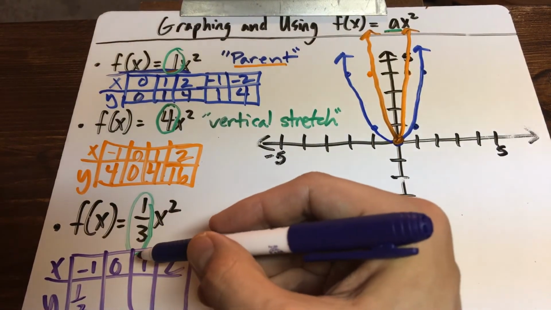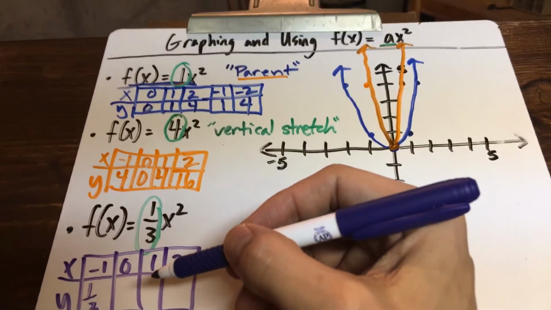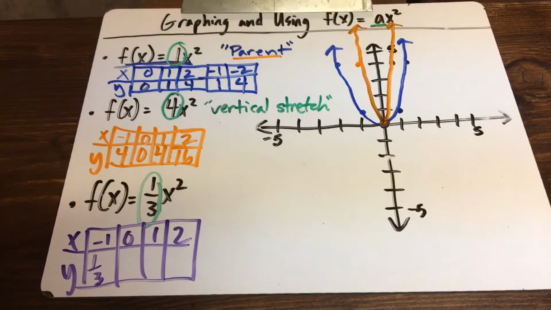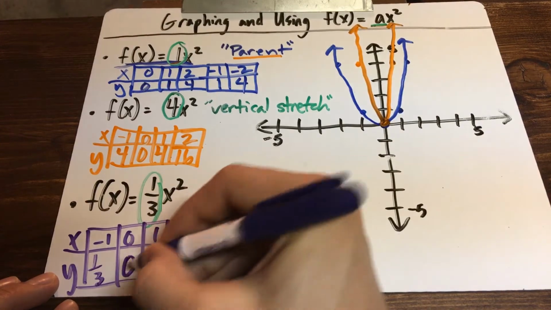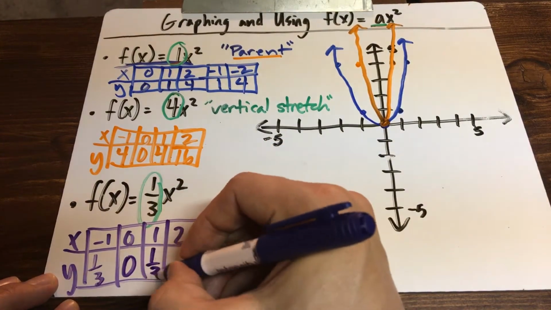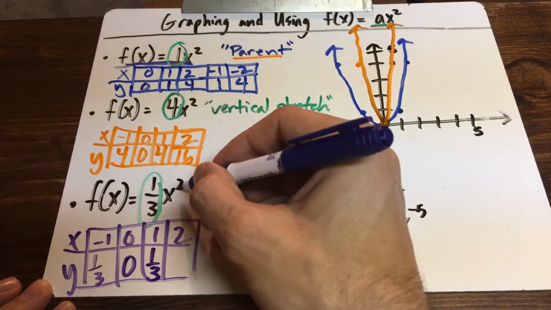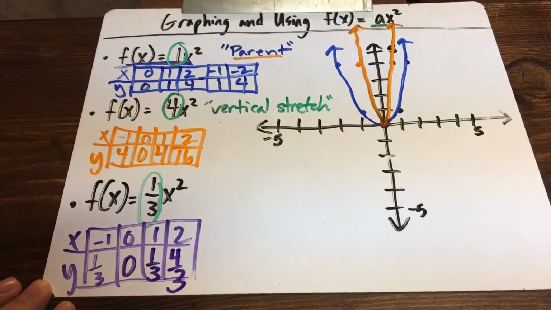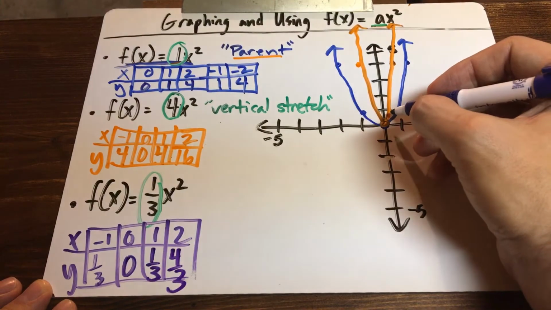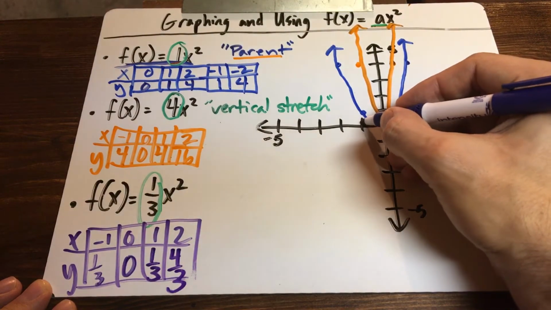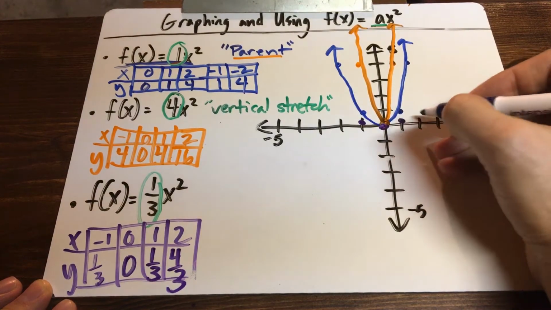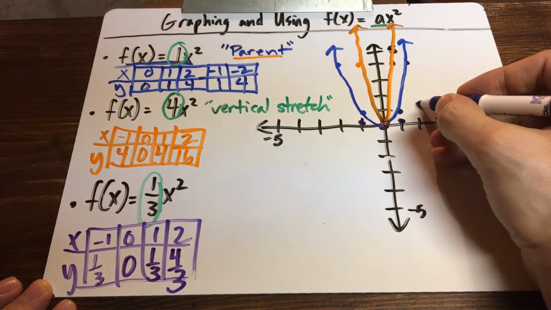If I put 0 in there, 0 squared is 0. Let me move my phone back here where you can see the table. 0 times 1/3 is 0. If I put 1 in there, 1 times 1 is 1. Okay. 2 squared is 4. 4 times 1/3 is 4/3. And so if I graph this one, -1 and 1/3, 0, 0, 1 and 1/3, 2 with 4/3.